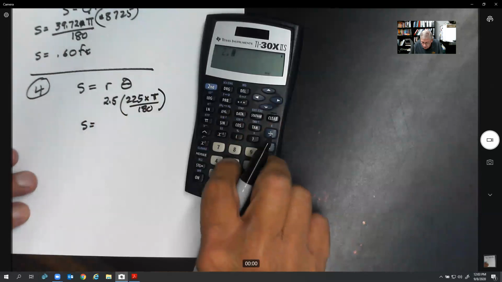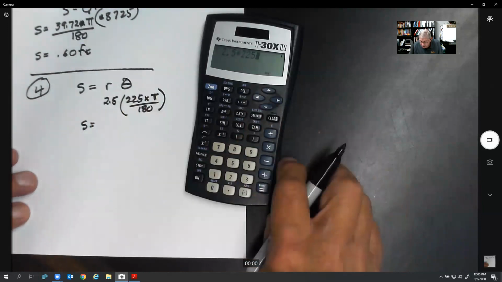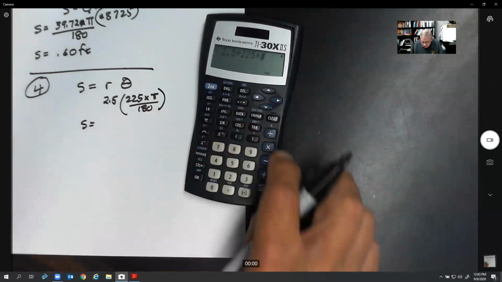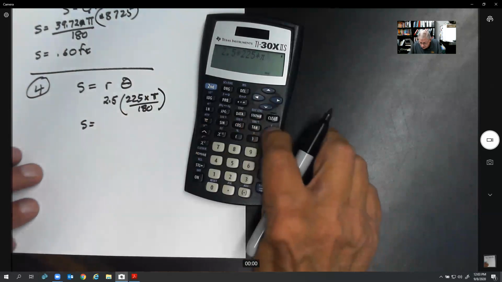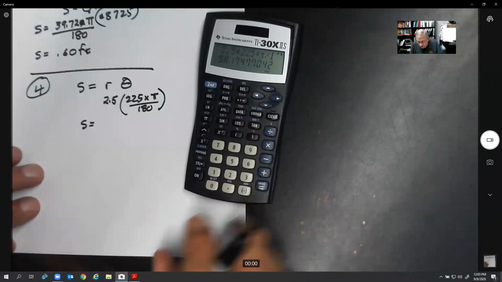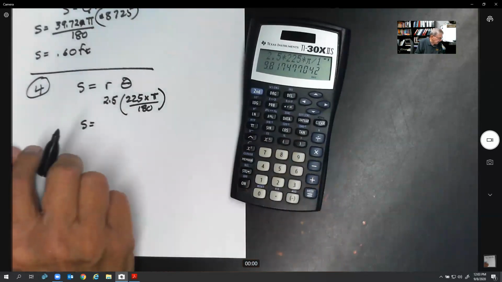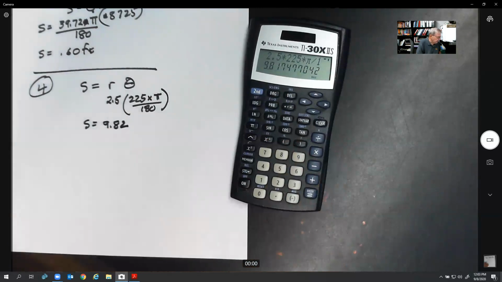2.5 times 225 times pi. We can multiply all this out because we're not doing any addition. If we have addition, then that's going to mess us up. I get 9.82. Okay, a little different from the book. The book kept it in terms of pi.